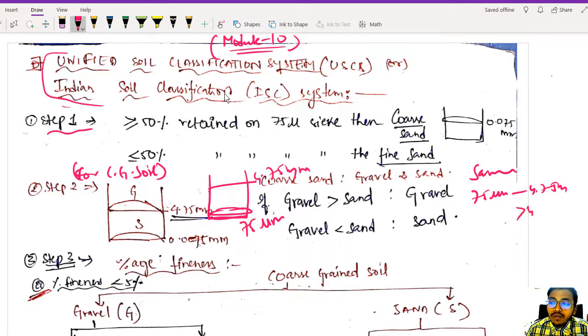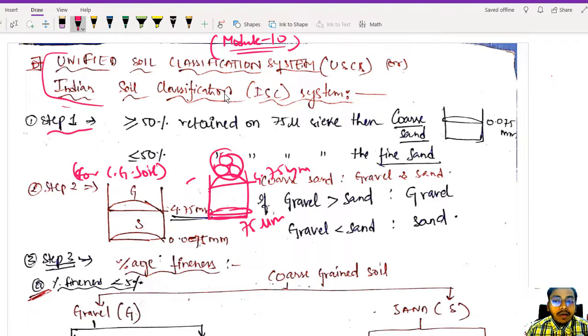If something is more than 4.75 mm, it will be G, gravel, right? Remember? So gravel is more than 4.75 mm and sand is in the range of 75 micrometer to 4.75 mm. So we are taking the 4.75 mm sieve. Use your common sense and tell me, if some solids are retained on this, will this be gravel or sand?